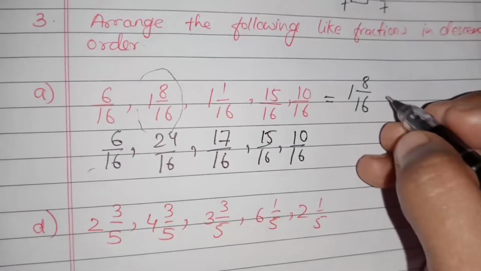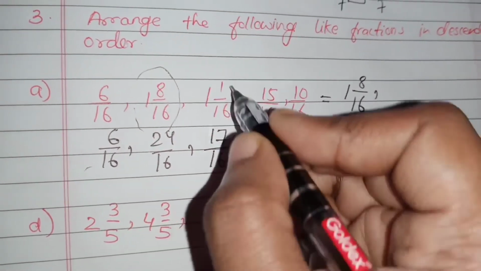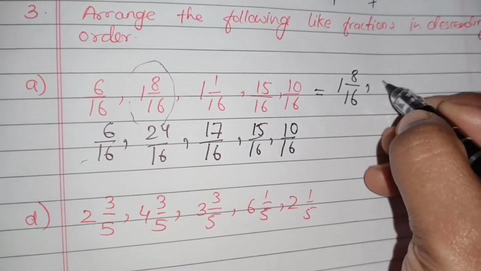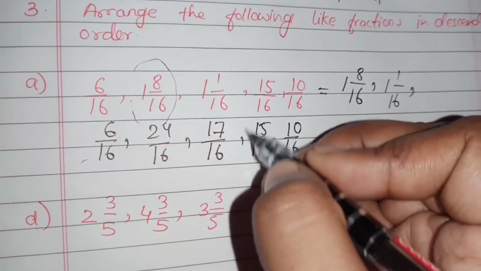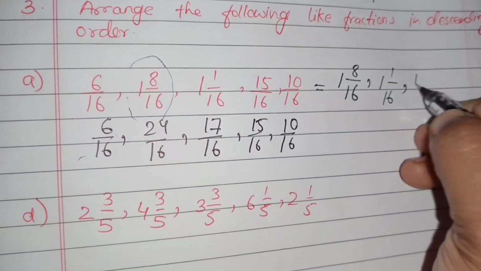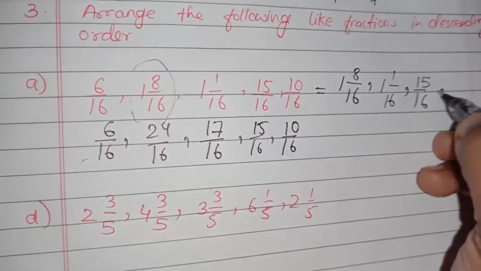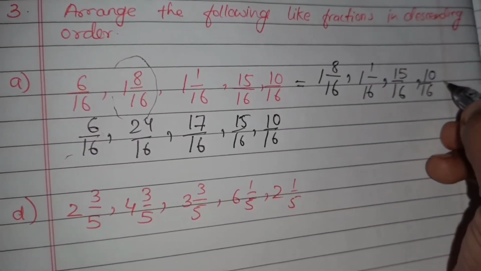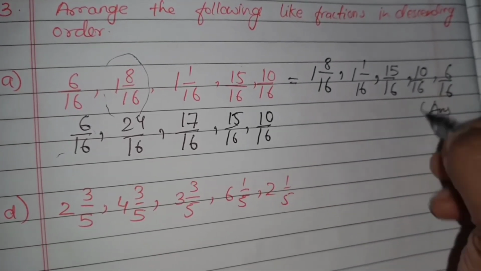Now next one. Which one? This one. That means which fraction? This fraction. One by one you will do. Then which one? This one. So 15 by 16. Then this one, 10 by 16. Last is what? 6 by 16. So this one was very easy. This one is the answer.